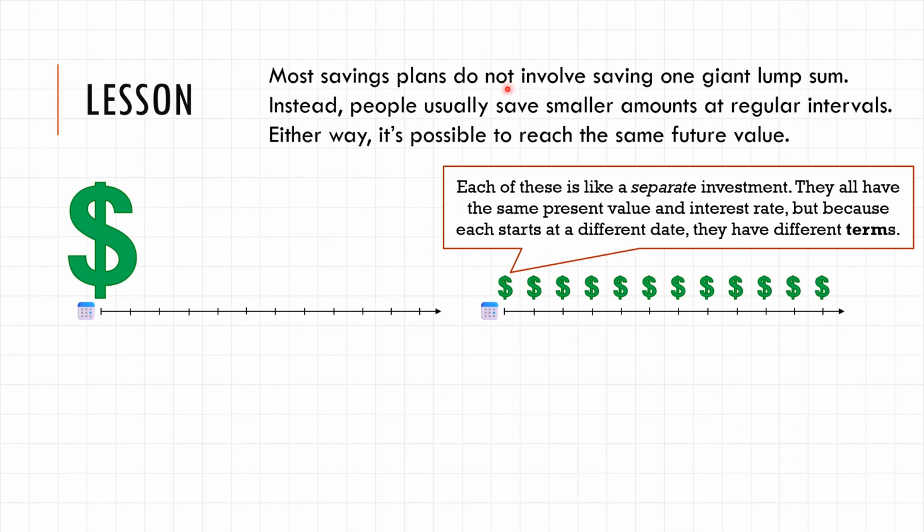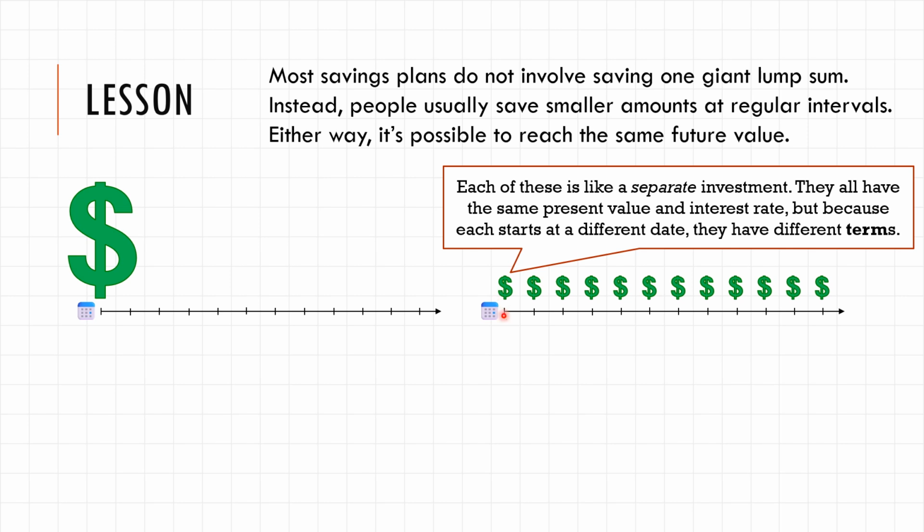Most savings plans, instead of involving making one giant contribution and letting that grow over time, people generally just take a little bit of their paycheck, a smaller amount at regular intervals over time. Either way, whether you make one big deposit at the start or many small deposits over time, you could still end up getting the same future value. And the way to think about a math situation like this is that each of these is a separate investment. They all have the same present value because you're saving the same amount. They all are also growing at the same rate, so the interest will be the same.